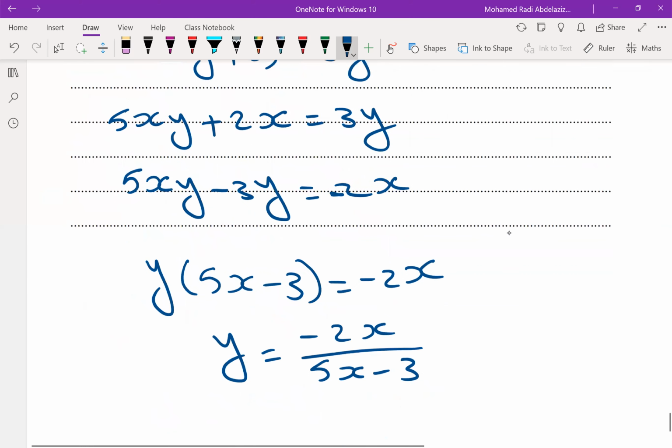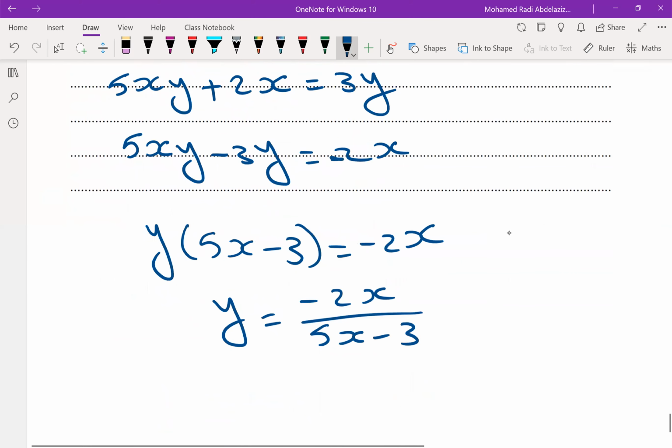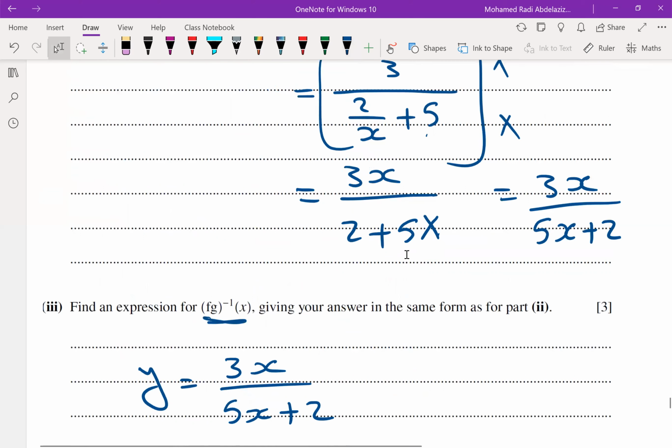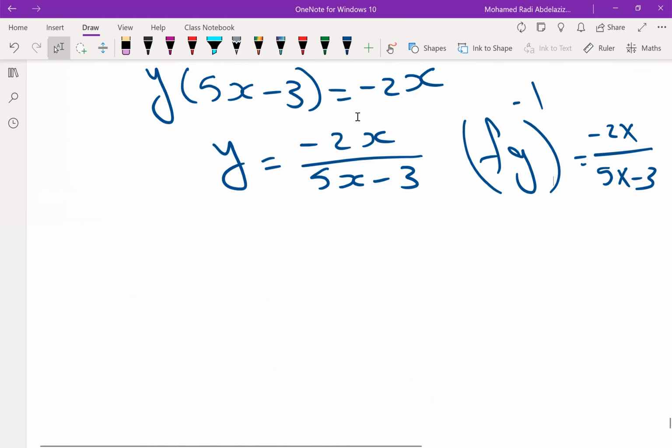So now this is fg written in the form. The inverse of fg will be negative 2x all divided by 5x minus 3. This is part 3. That's it.